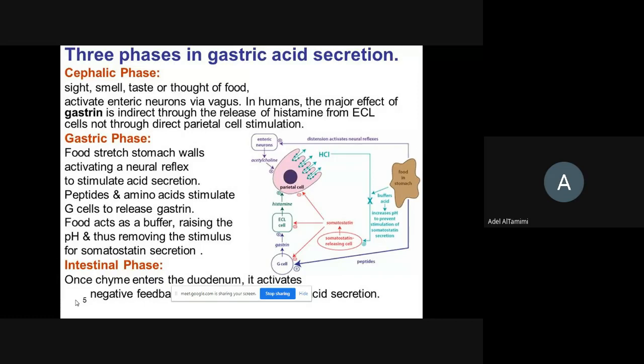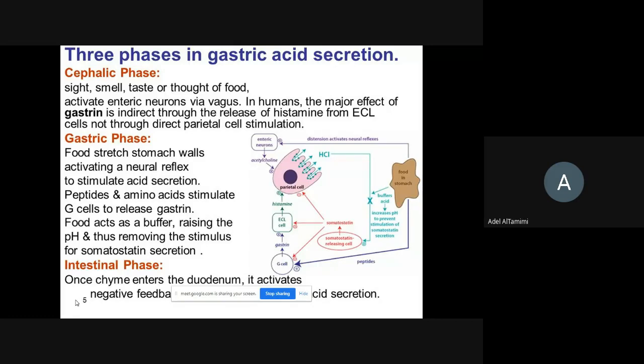The central nervous system response to these stimuli produces what we call receptive relaxation of the stomach and an increase in the gastric acid secretion. The second phase is the gastric phase. When the food enters the stomach, the stomach will distend, activating the neural reflex to stimulate the acid secretion.